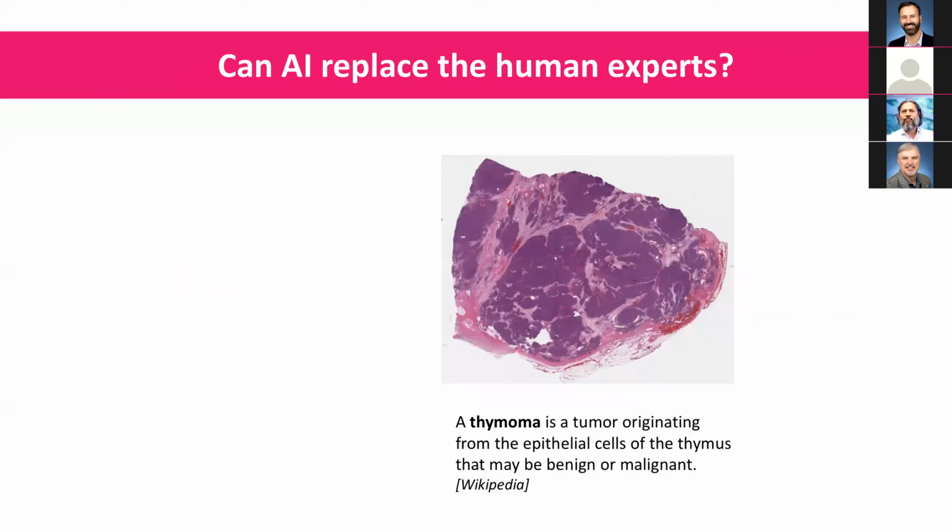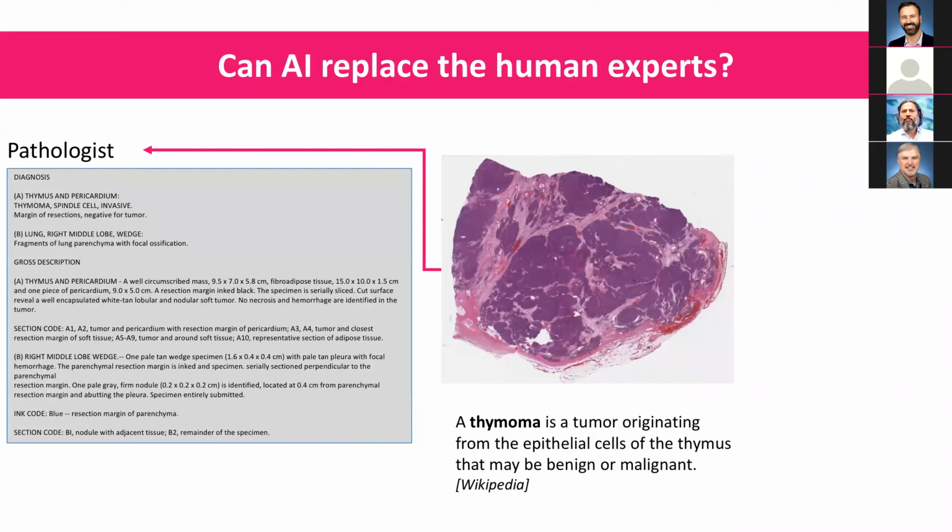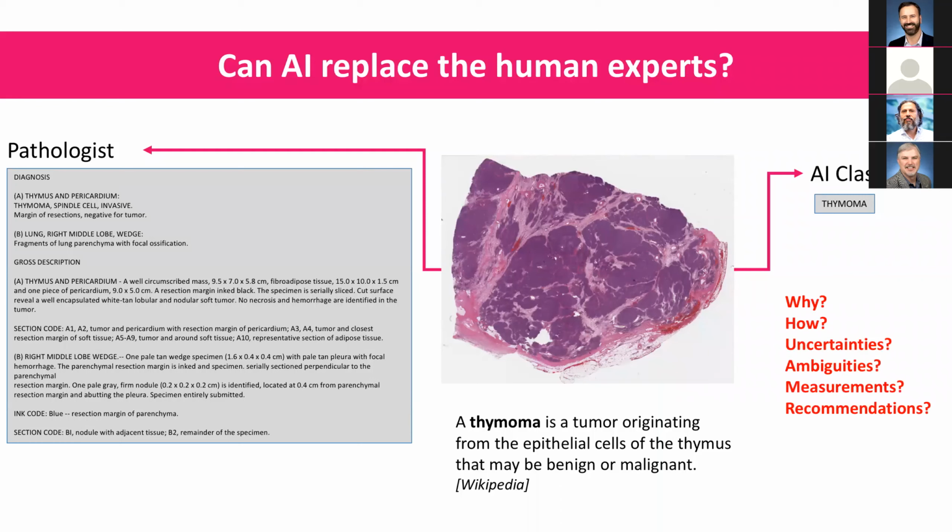There is a lot of concern whether AI can replace human experts. So if I give this thymoma specimen to a pathologist, I get a full report with a lot of details. If I give it to the AI at the current state of the art, I get a word that says this is thymoma, yes. But many questions would stay open. Why, how, uncertainties, ambiguities. I need some measurements, any suggestion or recommendations. So at the moment, most AI technologies cannot do that.